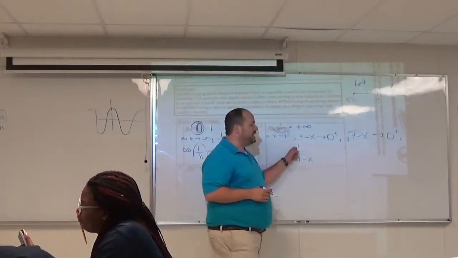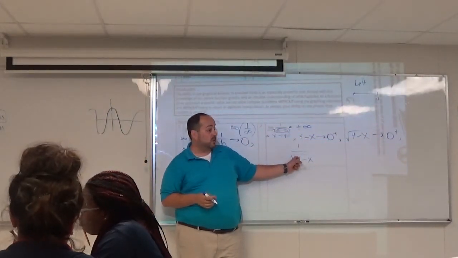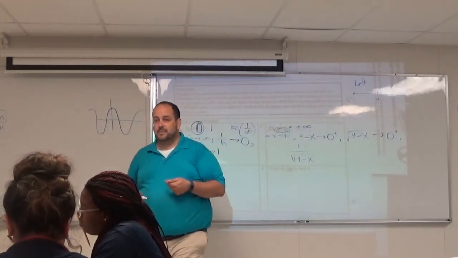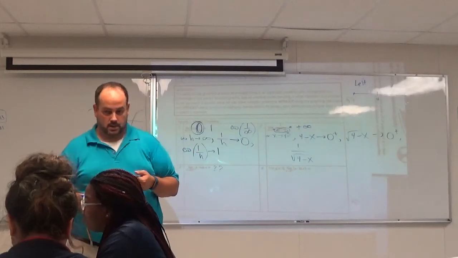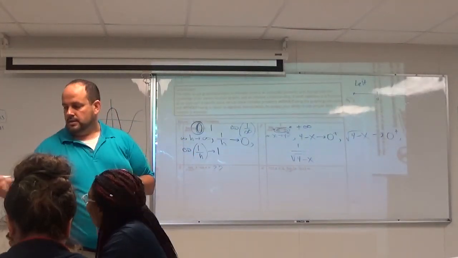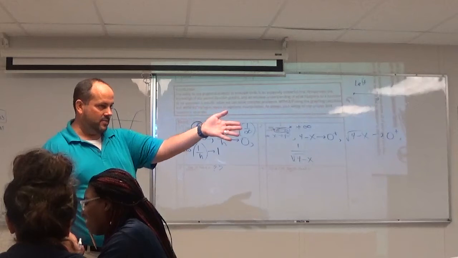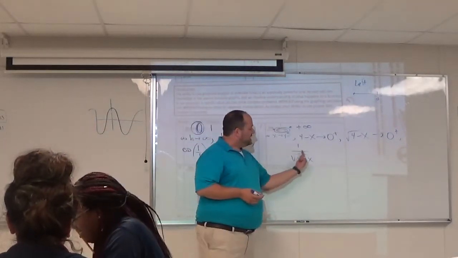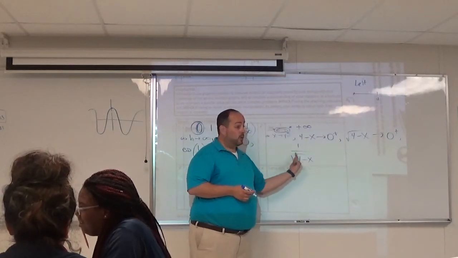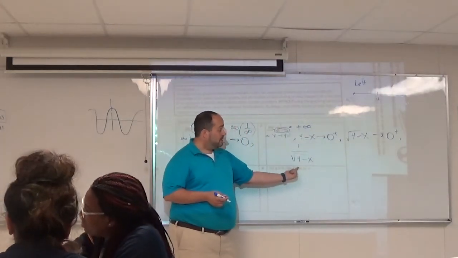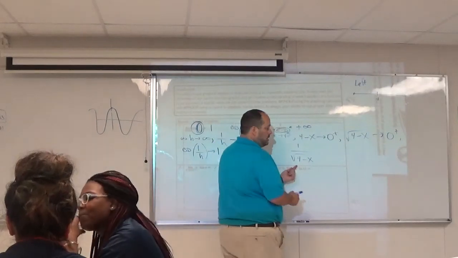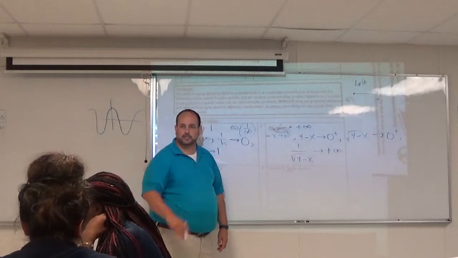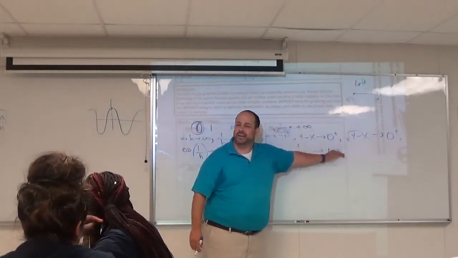Try it on the calculator. 1 divided by something really close to 0. 1 divided by 0.1. 1 divided by 0.01. 10. You've got 100. You've got 1,000. Other people, 10,000. What's happening? The denominator is getting closer to 0. 1 divided by something almost 0 gets bigger. It's reaching infinity. That's your answer.